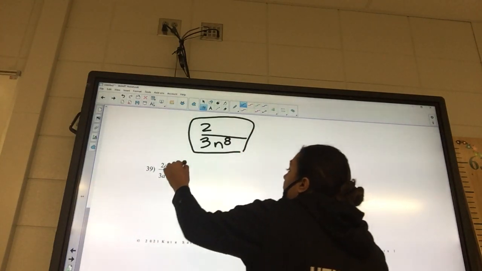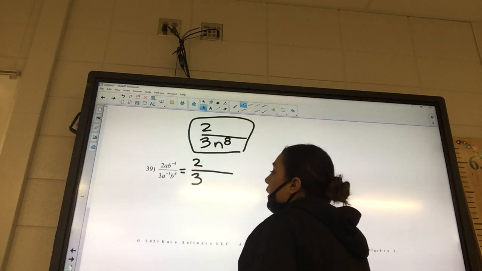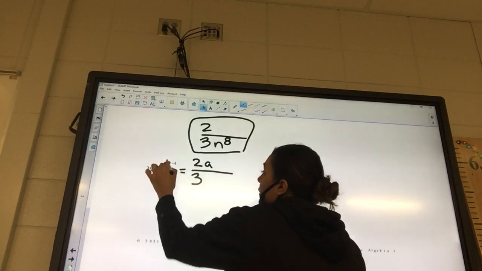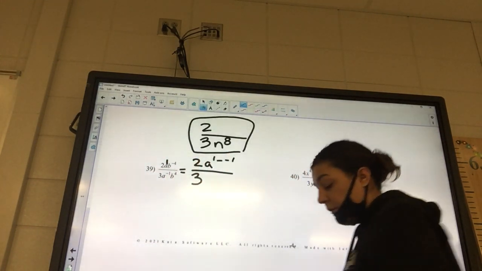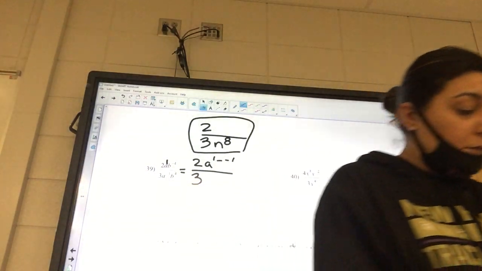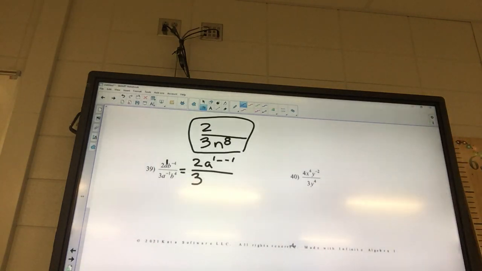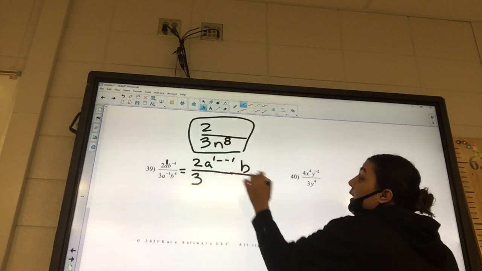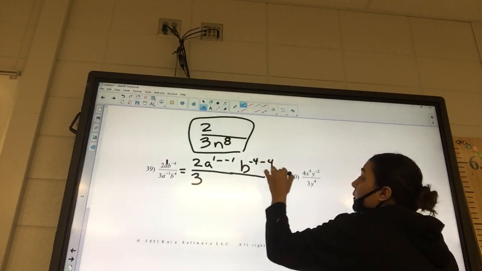39. Okay, we're going to draw our bar. We got 2 over 3. Okay, we subtract the littles. So we do the a's first. So I got a to the 1 on top minus the 1 on the bottom is -1. Okay, and then same thing, we put our b's. We got b to the top, -4, minus the bottom one, which is 4.